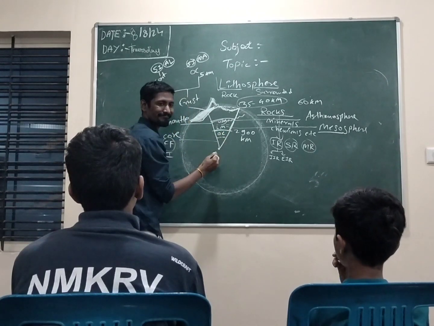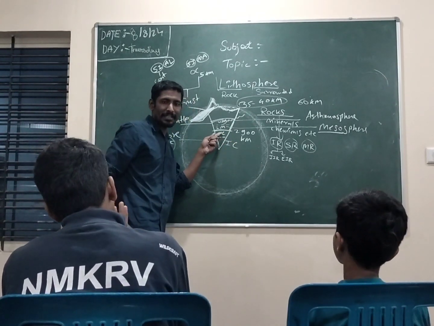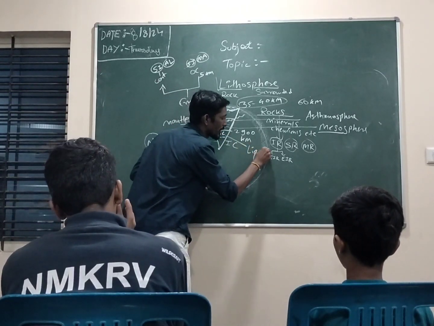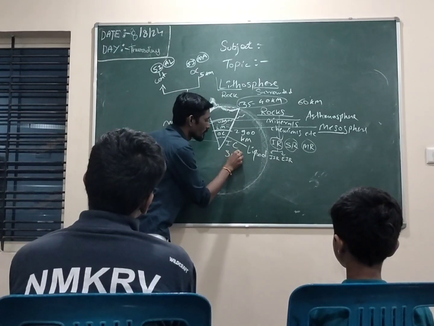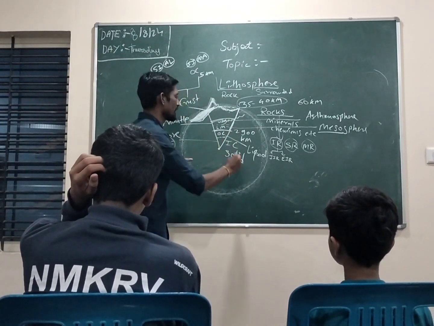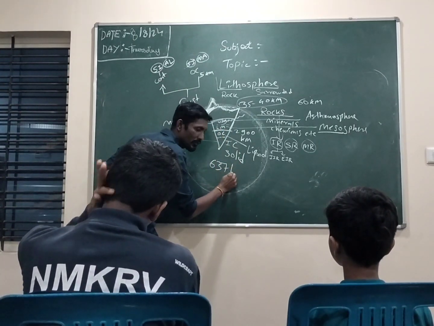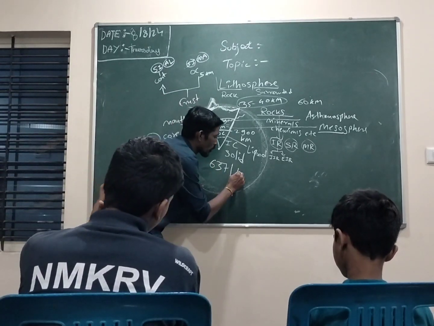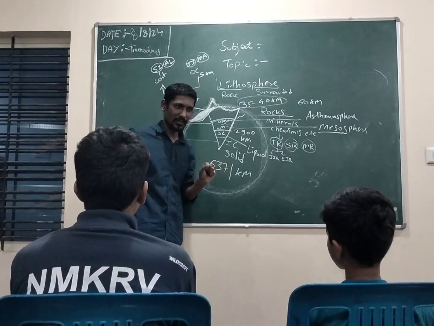Outer core and inner core. The outer core is liquid in form. Which form? Liquid. The inner core is solid in form. Liquid and solid. Their length is 3,671 kilometers. Inside the Earth.